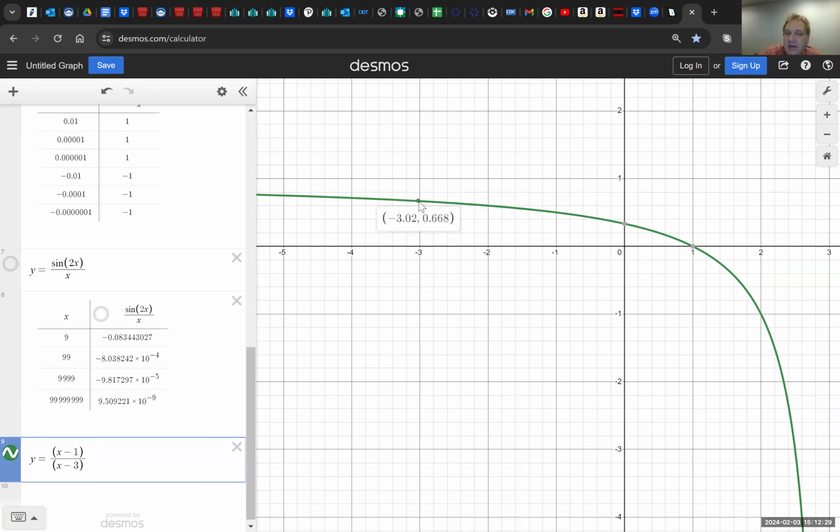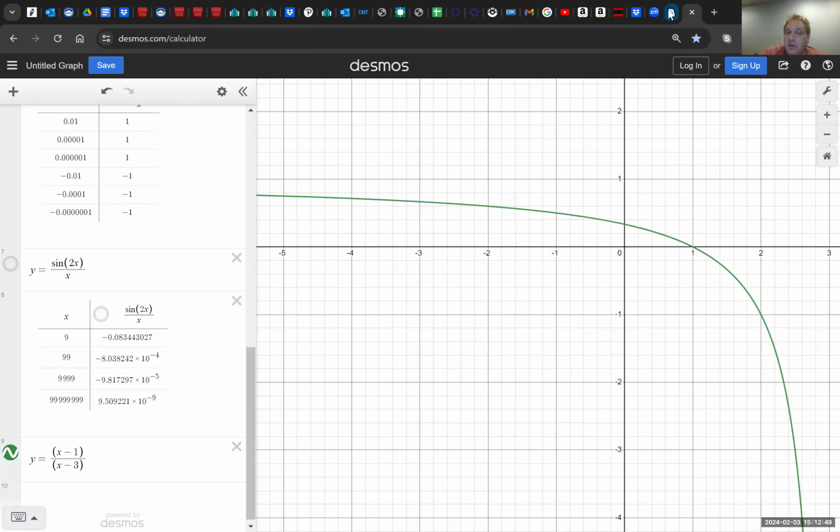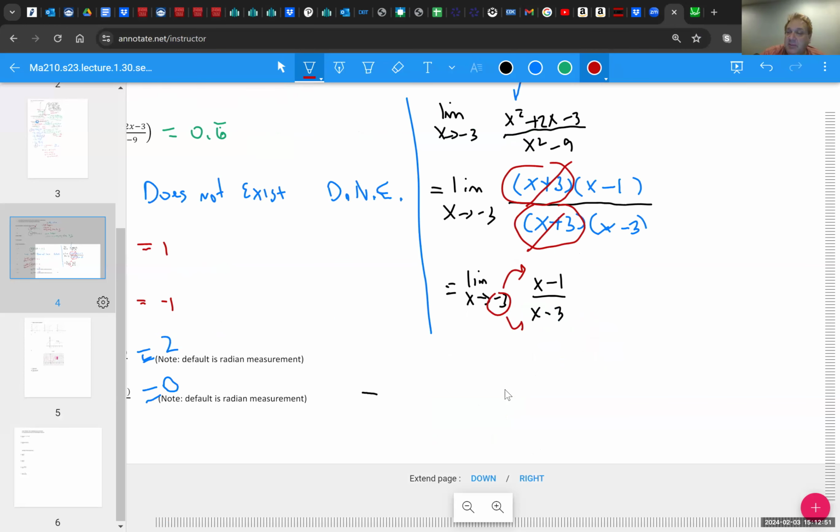It even has a value at negative 3, which is, drumroll please, indeterminate from the graph, because I can't. Oh, there it is, negative 3 and then 0.667. But once again, we could just use the equation because we know we can plug in negative 3 into the equation. So here's my equation.